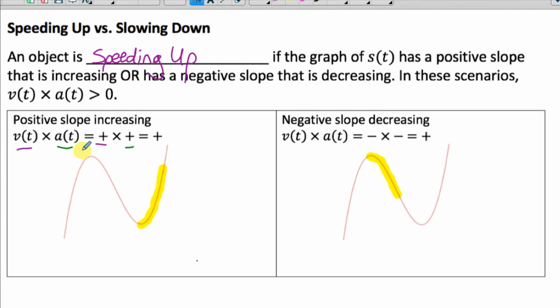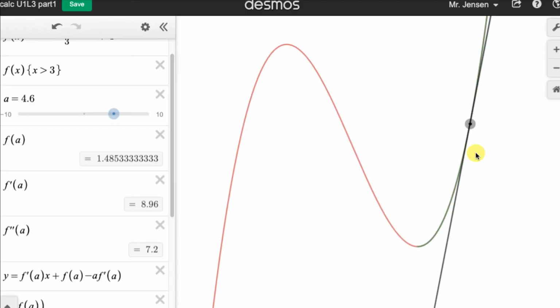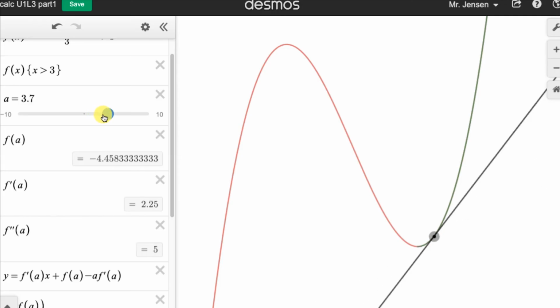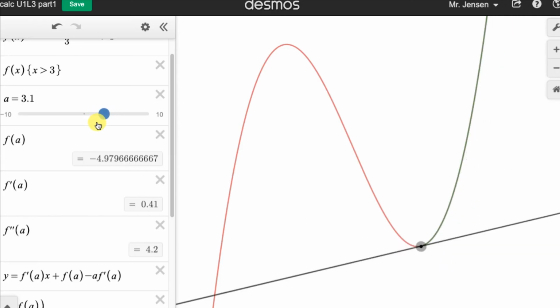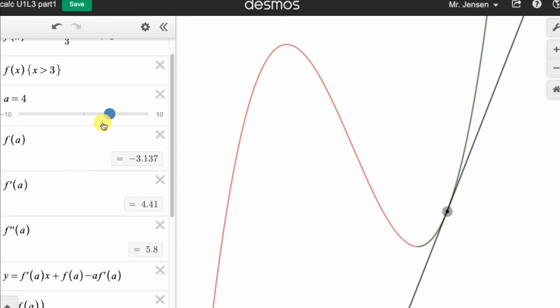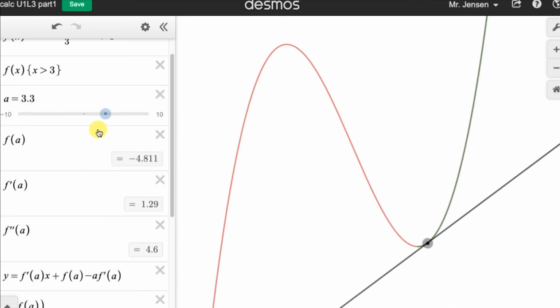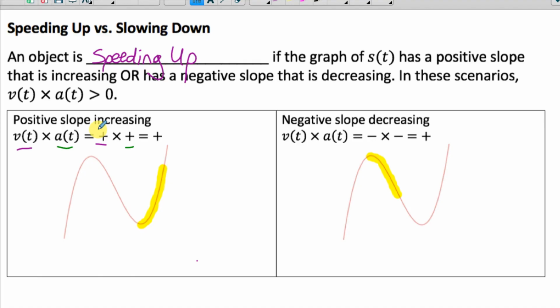So if we have a positive tangent slope, so a positive velocity, that is increasing, so if we have positive tangent slopes that are increasing, like look at these tangent lines. As I move from left to right, notice those tangent lines are all positive and those tangent slopes are increasing. So the tangent lines are getting steeper, which means it's speeding up. This scenario over here, this yellow highlighted section, is another example of speeding up.